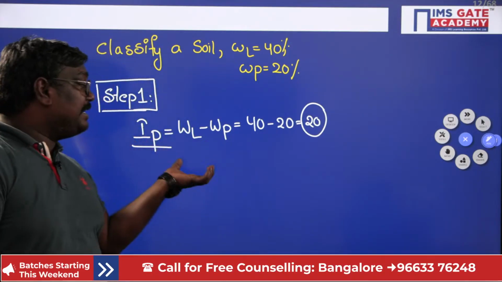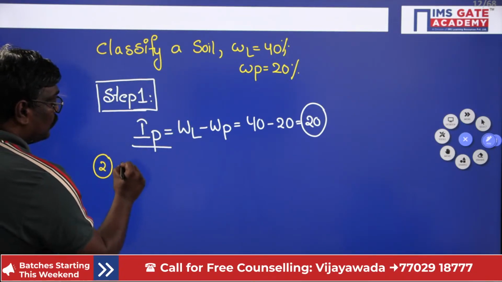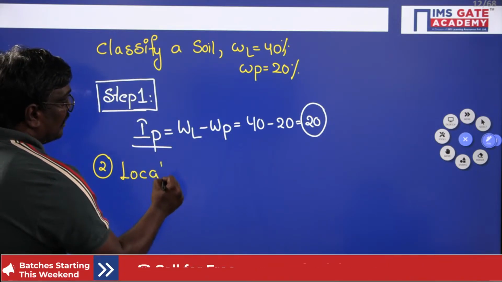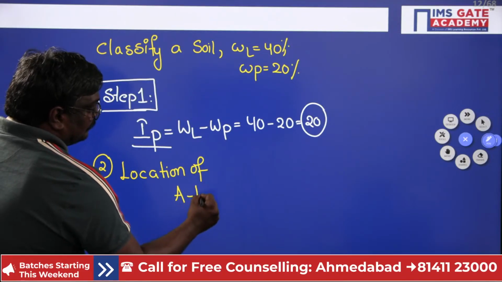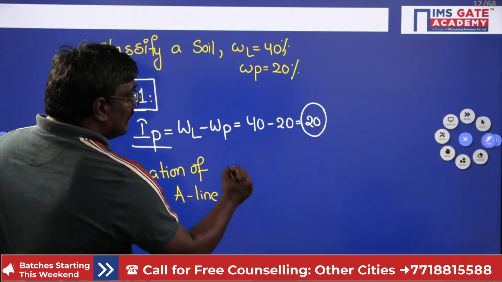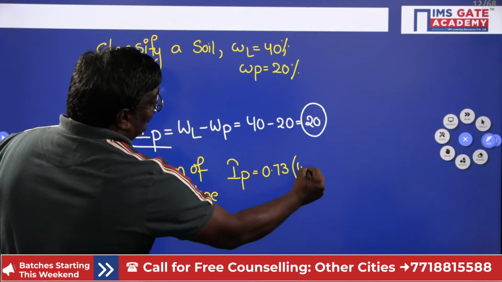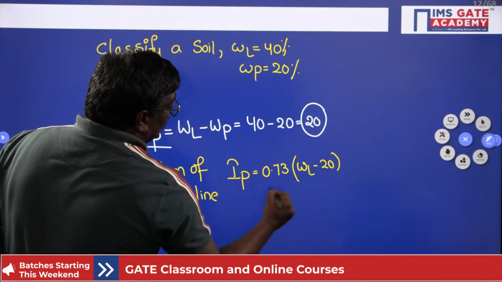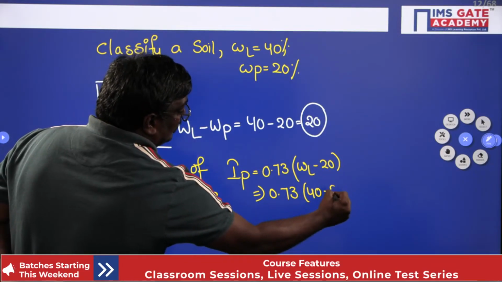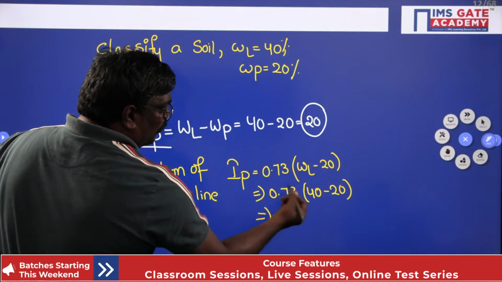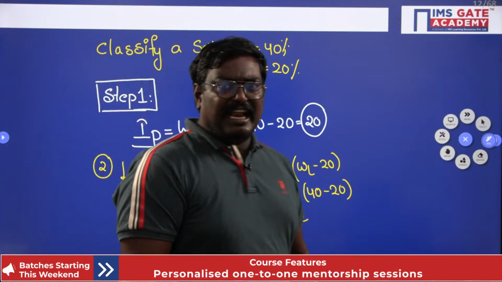Now, once you are done with the plasticity index, the second step is the location of the A line. Where is the A line located? How do you calculate the location of the A line? IP is equal to 0.73 into (liquid limit minus 20). So here it will be 0.73 into (40 minus 20), which is 20 into 0.73, 14.6. Agree, Srujana?